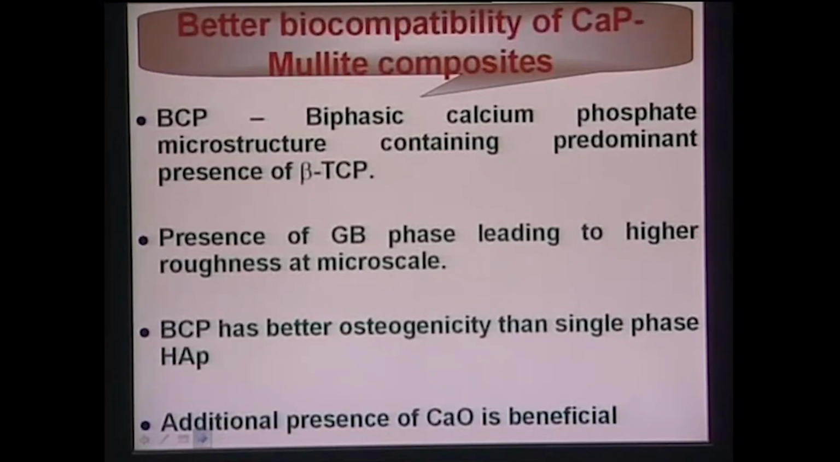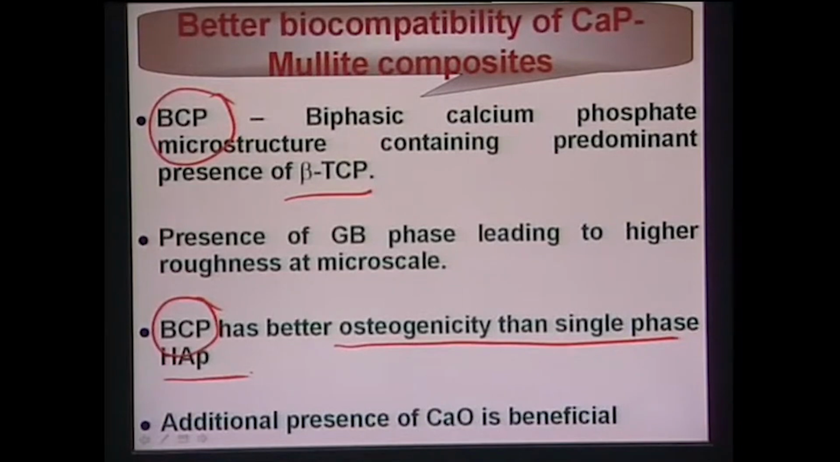The second thing is that these materials are like a BCP phase. BCP means biphasic calcium phosphate microstructure, and they contain beta TCP as well as the hydroxyapatite phase. And the BCP, that is the biphasic calcium phosphate phase, has better osteogenicity than single phase hydroxyapatite. So that is also important, because if the BCP phase is preferred over hydroxyapatite, then as far as the biological compatibility property is concerned, people always desire this BCP phase in the microstructure.